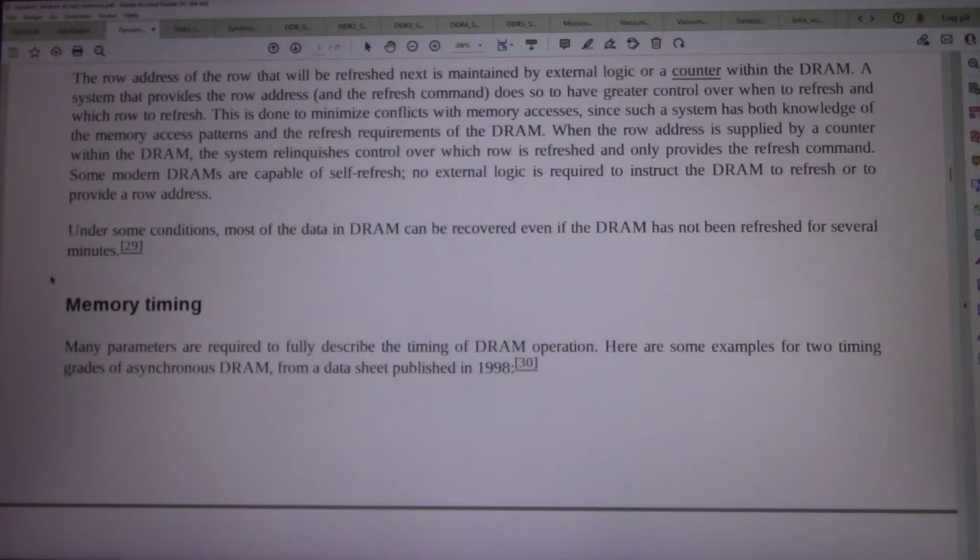Memory timing. Many parameters are required to fully describe the timing of DRAM operation. Here are some examples for two timing grades of asynchronous DRAM, from a data sheet published in 1998.